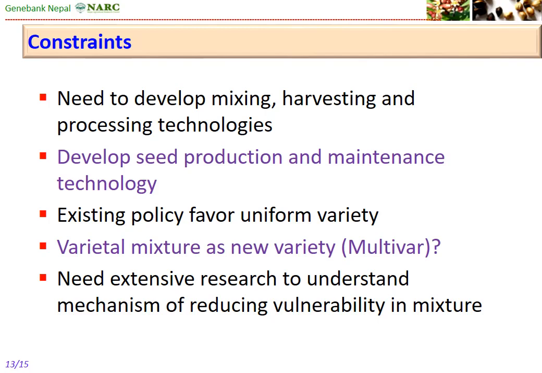The constraints for cultivar mixtures are mainly that we have to develop the technology for mixing, harvesting, processing, seed production, and maintenance. Right now we have a policy that favors only uniform varieties, and we have to decide whether we can consider varietal mixtures as a new variety. Also, we need extensive research to understand the mechanism of reducing vulnerability in mixtures.